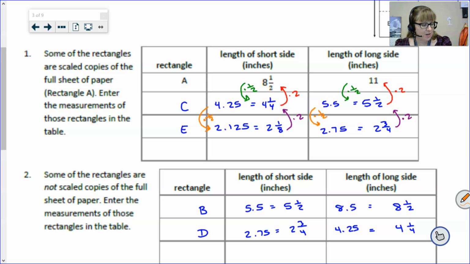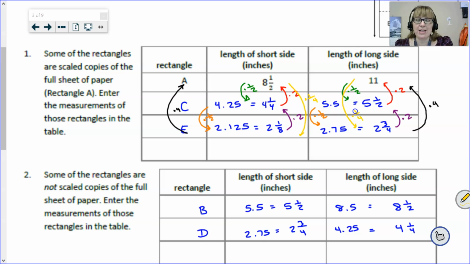And we can also make that connection here. How does the 2 3/4 change to 11? We can do this in 2 steps. We double and double again, which means we are multiplying by 4. Which means, going in that reverse order, we would see that the 8 1/2 multiplied by 1/4 gives us the 2 1/8.